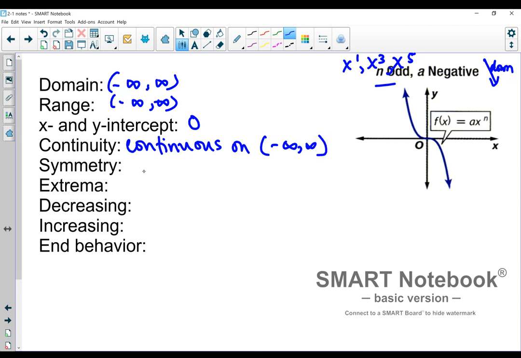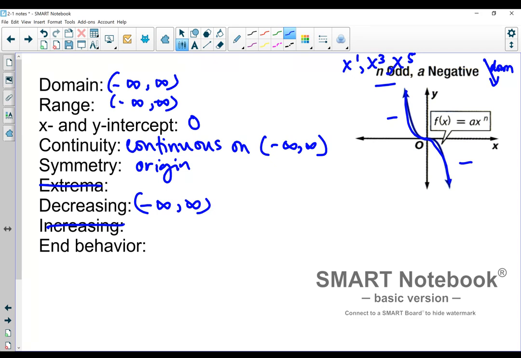I still have that point symmetry around my origin. I still have no extrema, no min, no max. Decreasing or increasing, let's check that out this time. If I start on the left, first the graph is going down. I hit that point of inflection, my graph is changing shape, but it's still going down. So it's decreasing on the whole thing from negative infinity to infinity, and it's increasing not at all.